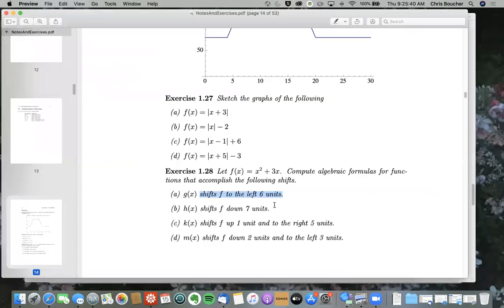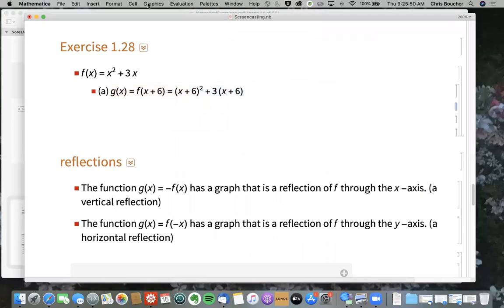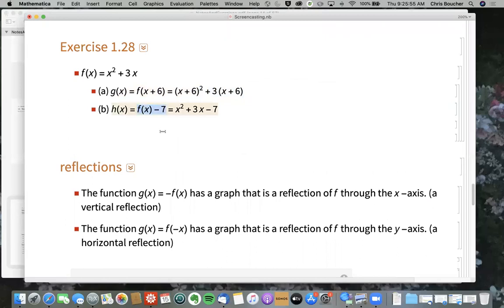What was the next one? Down 7. So to shift down 7, I want to subtract 7 outside the function. So from the output, not from the input. So what does that look like? That's just going to look like f of x minus 7, right? Notice the difference: the minus 7 is outside the parentheses, whereas up here the plus 6 is inside the parentheses. And this one is a little easier to execute. f of x is just x squared plus 3x. So f of x minus 7 is just x squared plus 3x and then minus 7. And that's that. That's the desired shift.